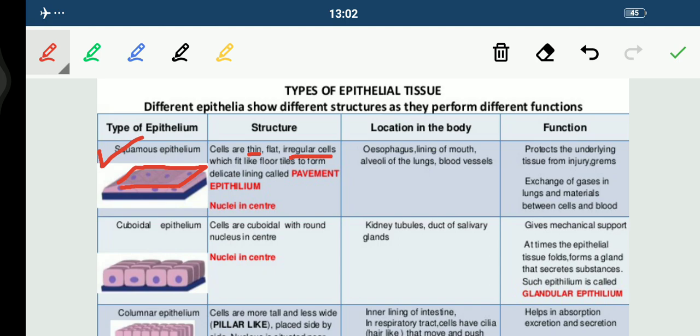Talking about their location in our body, they are present in our esophagus, the lining of our mouth, alveoli of the lungs, and blood vessels. And talking about their function, they protect the underlying tissue from any kind of injury, right? And help in the exchange of gases and materials between the cells and blood.